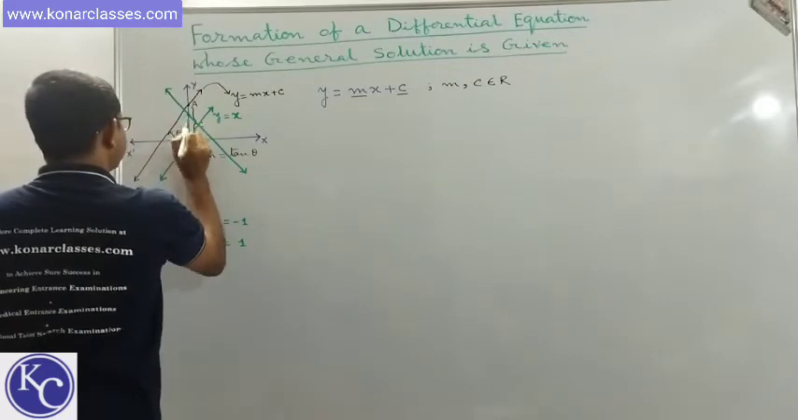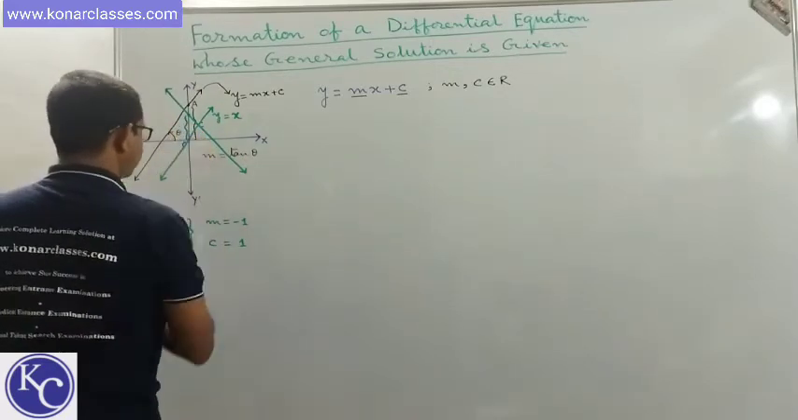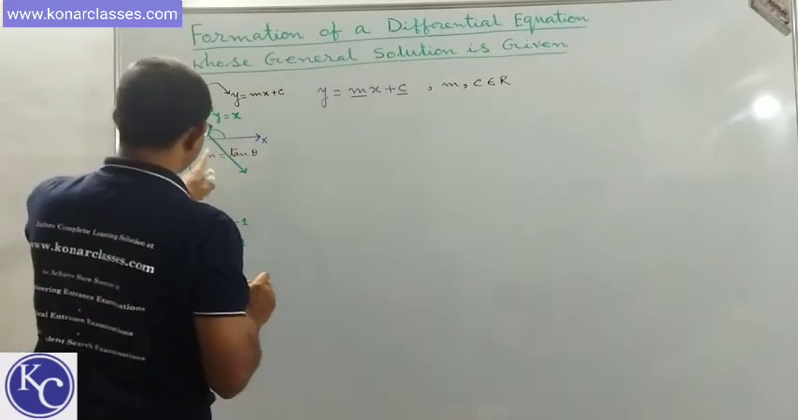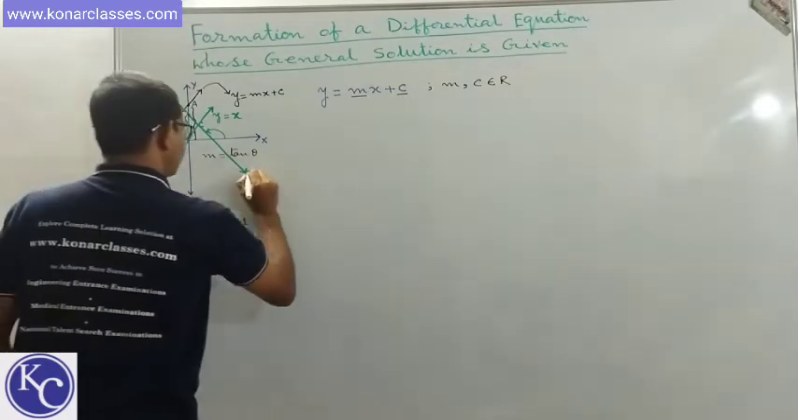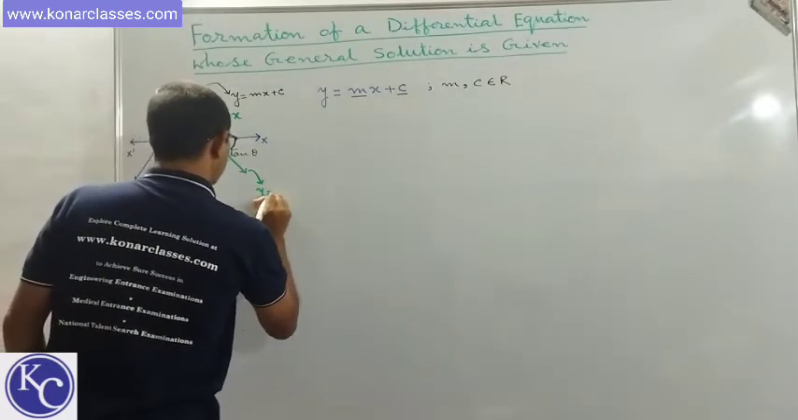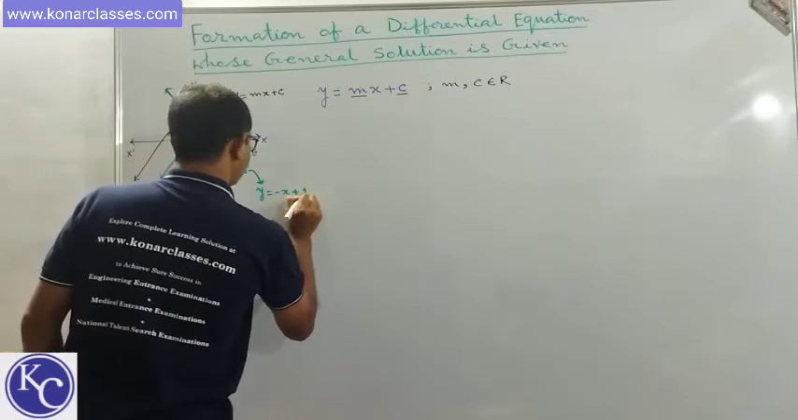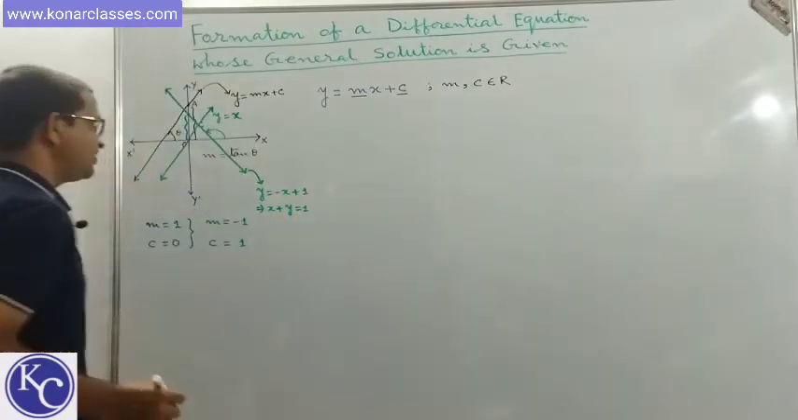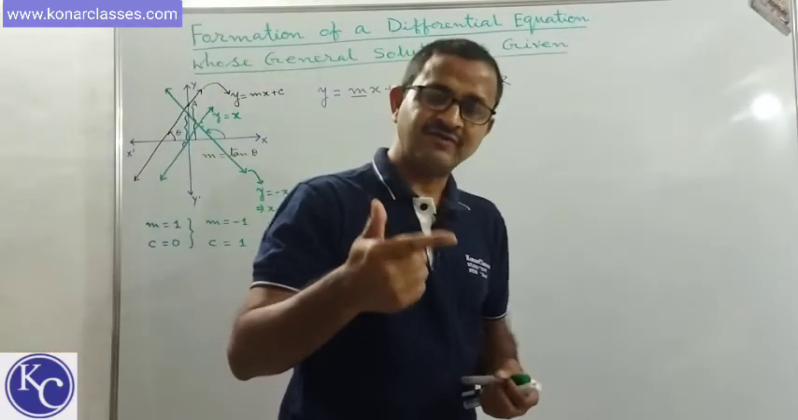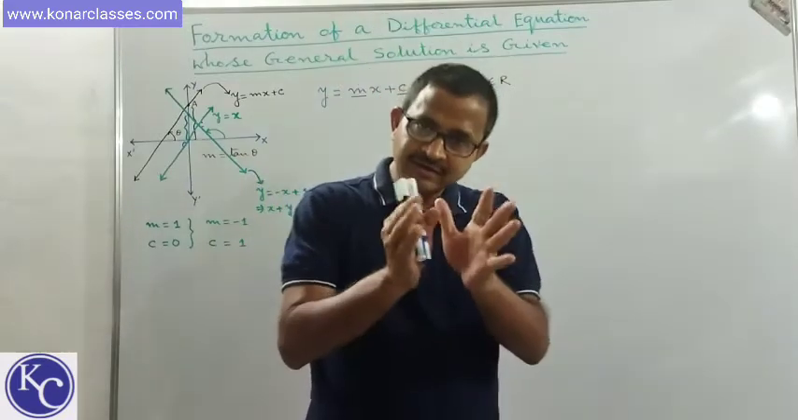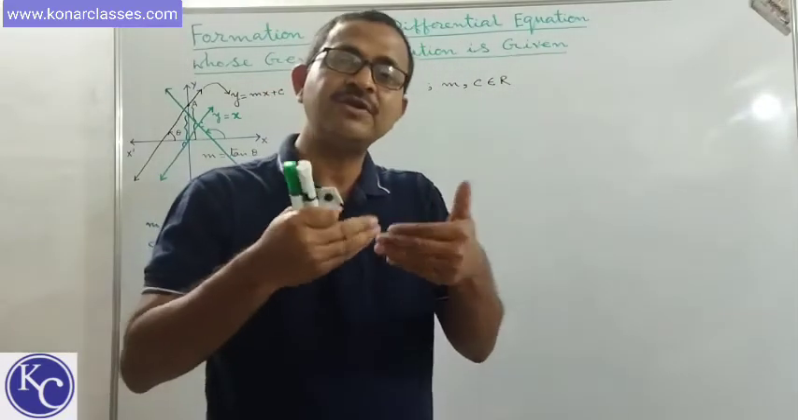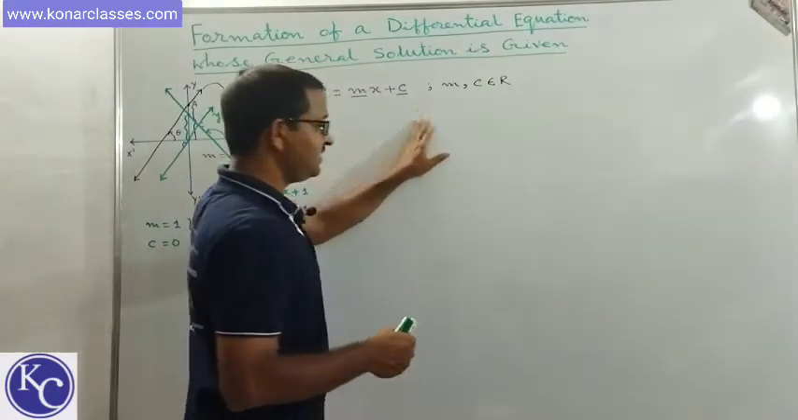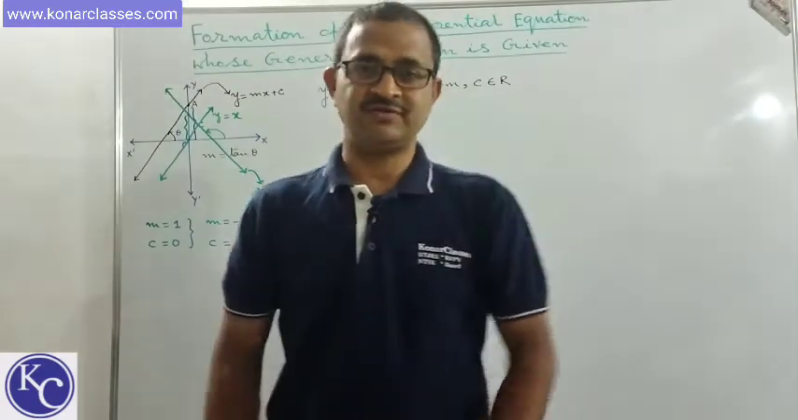Where this length is 1 unit and this angle, if we take whatever the angle, the tan of that angle will be minus 1. So this straight line will be y equal to minus x plus 1, or we can write x plus y equal to 1. So as you see, dear students, as we vary the value of m and c, we will get different straight lines. That means it is a family of straight lines. In other words, y equal to mx plus c represents a family of straight lines.